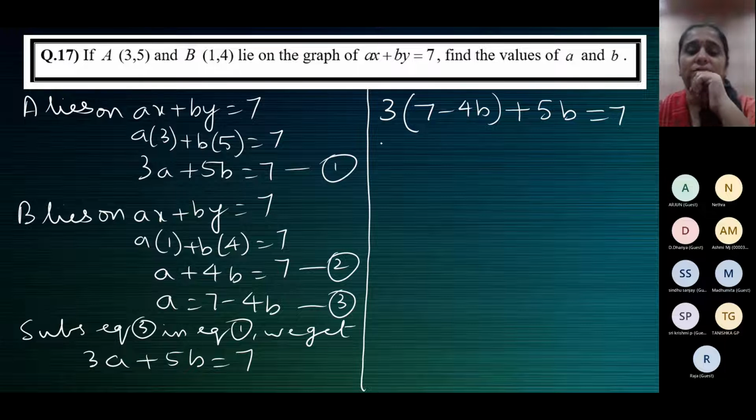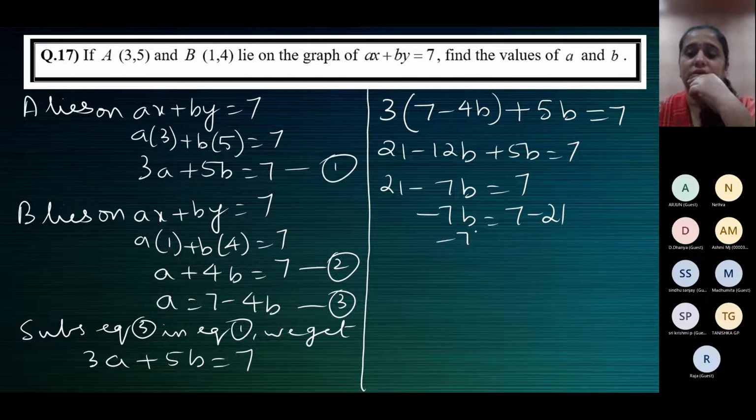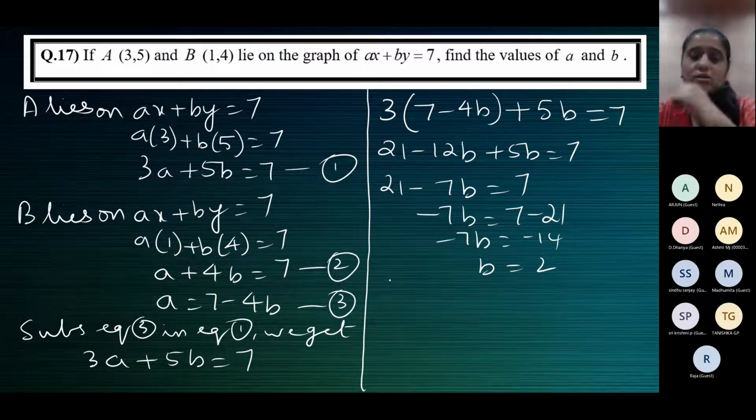Yes, Danya, tell me. So 21 minus 12b plus 5b is equal to 7, ma'am. Okay. And 21 minus 7b is equal to 7. And minus 7b is equal to 7 minus 21. Very good, Danya. Thank you. Next what? Next you must substitute b is equal to 2 in equation 3.